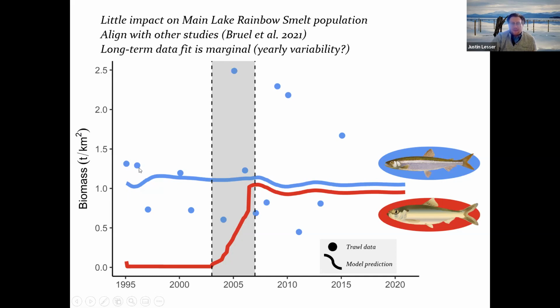And comparing this result to these actual data points, it might not look like a very good fit, but really the smelt data seems to be impacted more by yearly variability. So there could be some other factors that are controlling smelt populations, maybe environmental, maybe other things that really aren't explained by our model. But this result aligns with some other studies from the system, where it seems like alewife coming in don't really have much of an effect on smelt populations in terms of biomass dynamics.